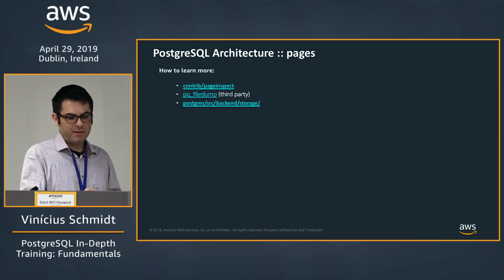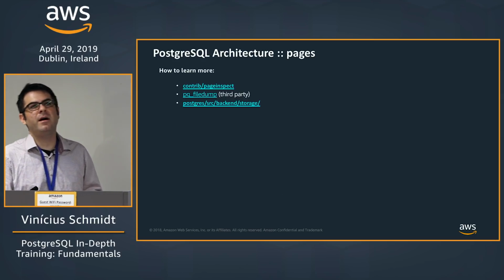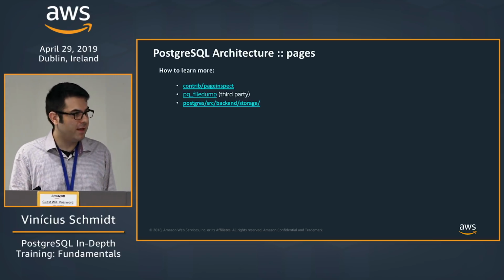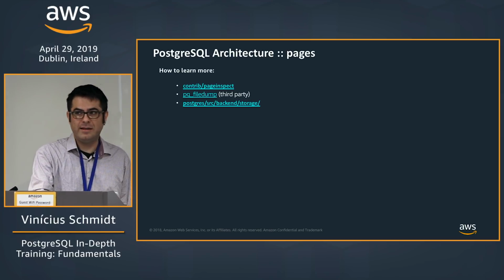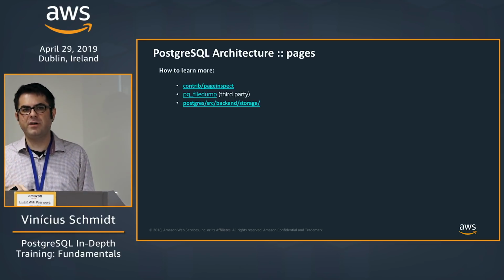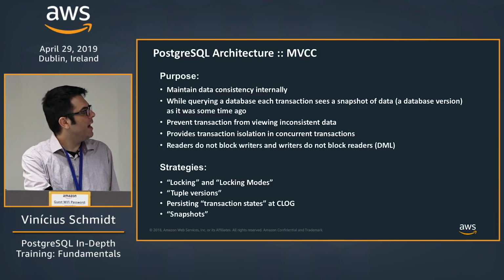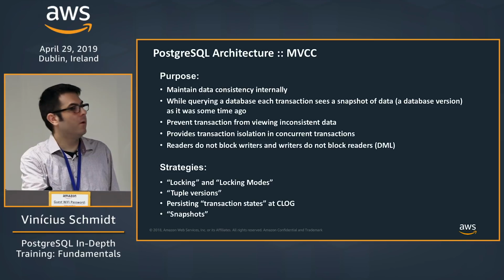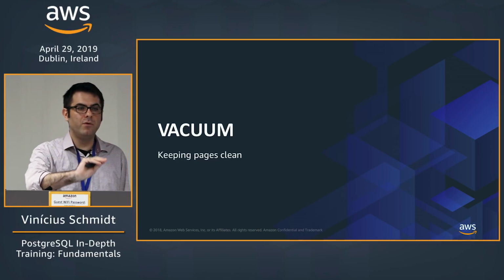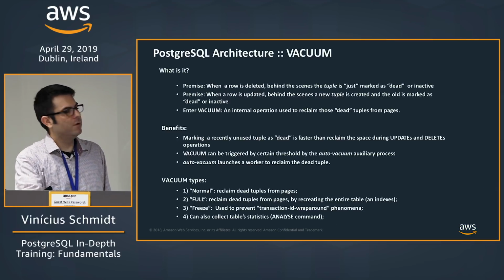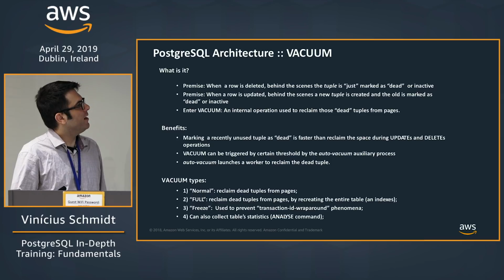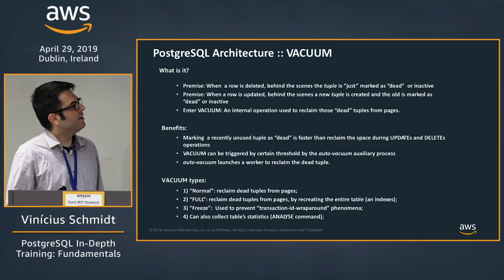And that's interesting because that may raise the question. So you are telling me that if I delete a row, the row is not really deleted? And yes, that's true. If I delete a row, you will keep another version of the row, the previous version of the row, and you will need a mechanism to clean that row that we call vacuum, okay? So vacuum will keep the pages clean, removing those rows, those tuples, better saying.